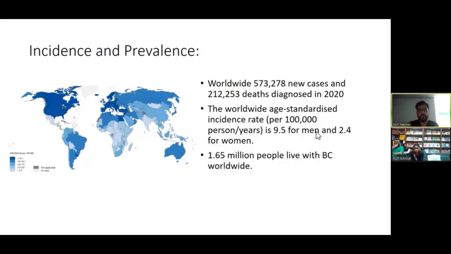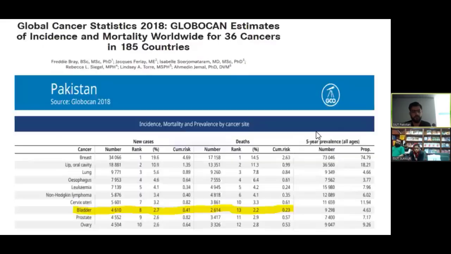This is a prevalent disease because of the treatment we're giving and how this disease progresses. Around 1.65 million people in this world are living with bladder cancer. With increasing levels of development in traditionally less developed areas and better healthcare facilities, patients are expected to survive longer, with a subsequent increase in the prevalence.